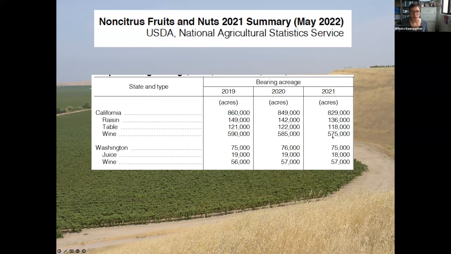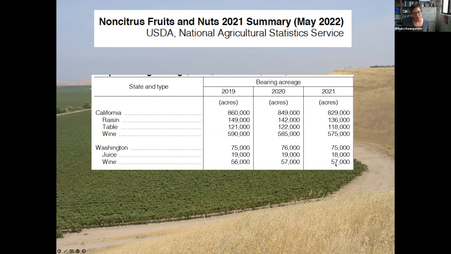The majority of those are wine grapes, but we also have a fair amount of raisin and table grape acreage, which is, like I said, located in the southern San Joaquin Valley. Washington State, which is 2 states north of us, is the second largest grape producing state in the United States. Pales in comparison in total acreage, but it's still important.